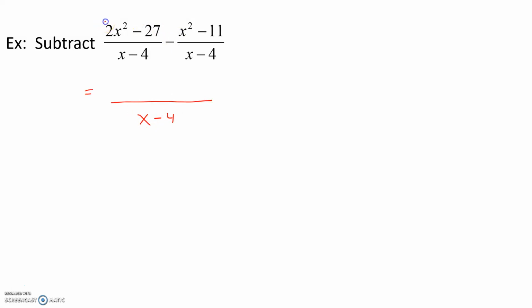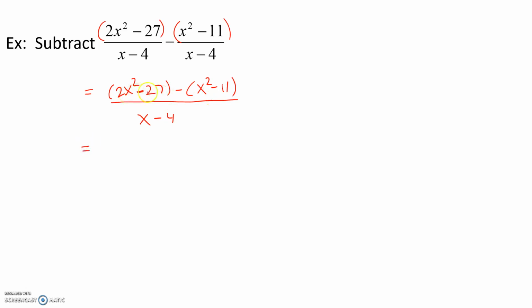Now in this case, let's be very careful. We need to make sure that we put parentheses around the expressions on the numerator. So we have parentheses 2x squared minus 27 minus parentheses x squared minus 11. Whenever adding or subtracting expressions on the numerator, always use parentheses, especially when there are multiple terms.